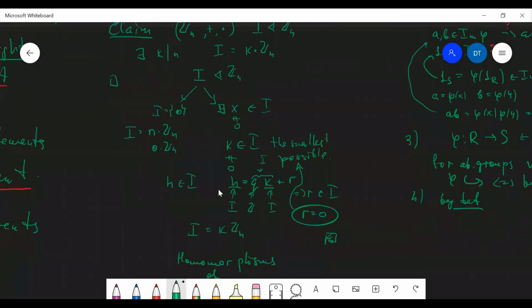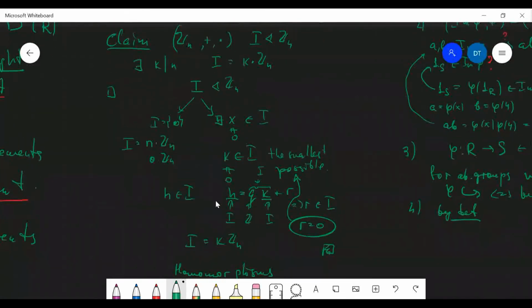Okay, so now I want to show you that every element of I is of this form. But what does it mean that you have k times Zn? It means that every element of I is representable as a product k times something from Zn. So I need to show you that every element h of I is divisible by k. So it can be represented as k times something.